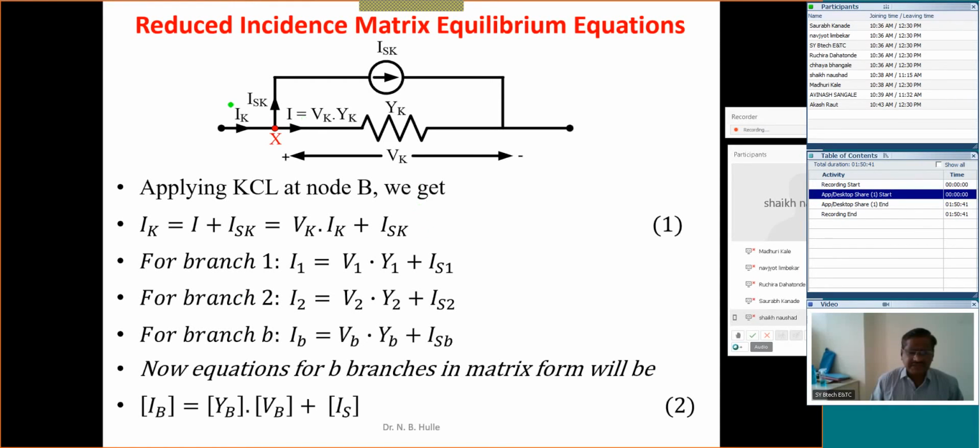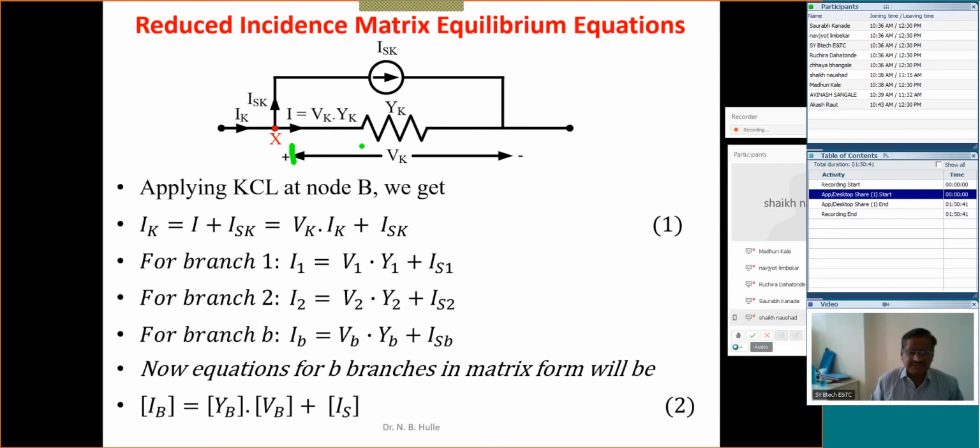Now here, if each branch is something like this, this incoming current is IK. K is nothing but the branch number. If it is the first branch, it will be I1. This ISK is the source current. If it is branch number 1, then it will be IS1. Is it right? Then how will we get the current in this branch?